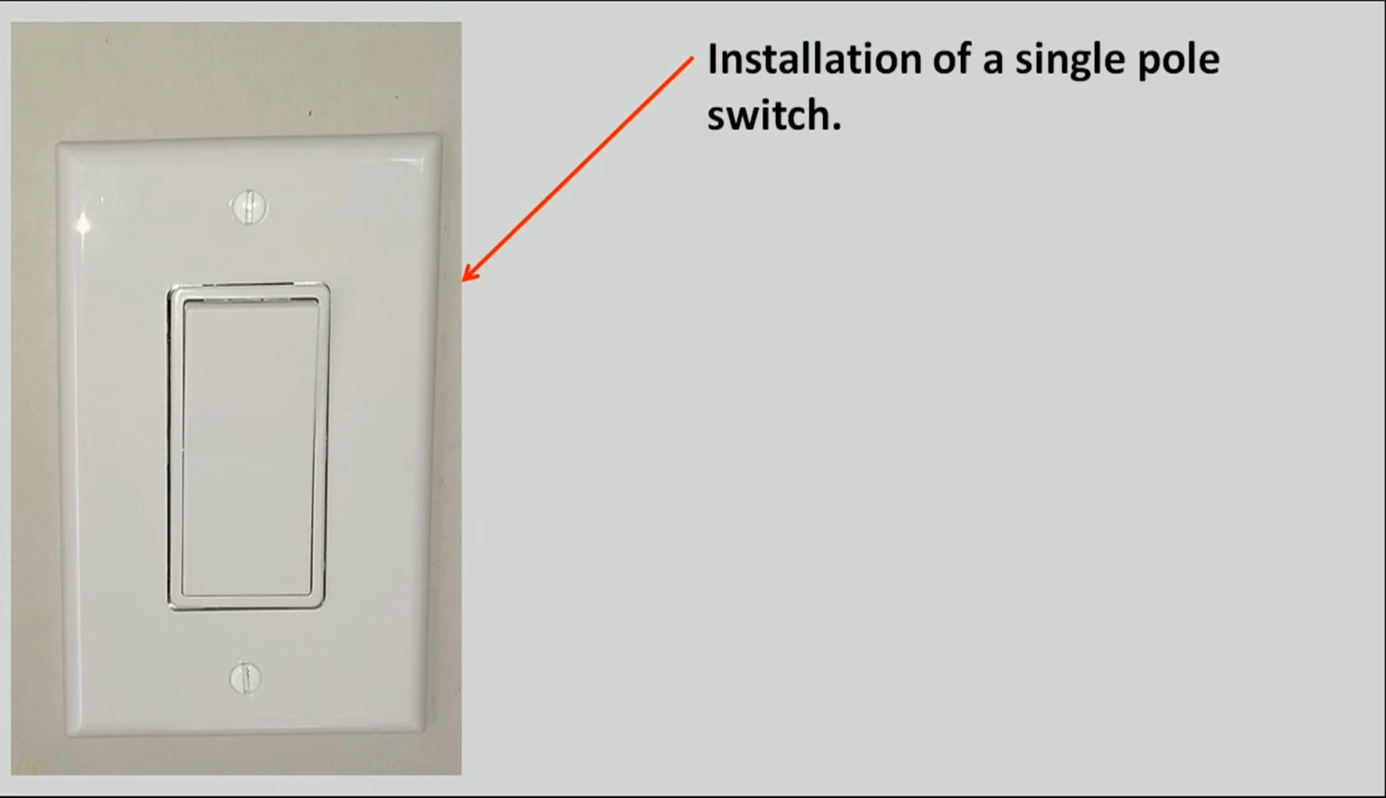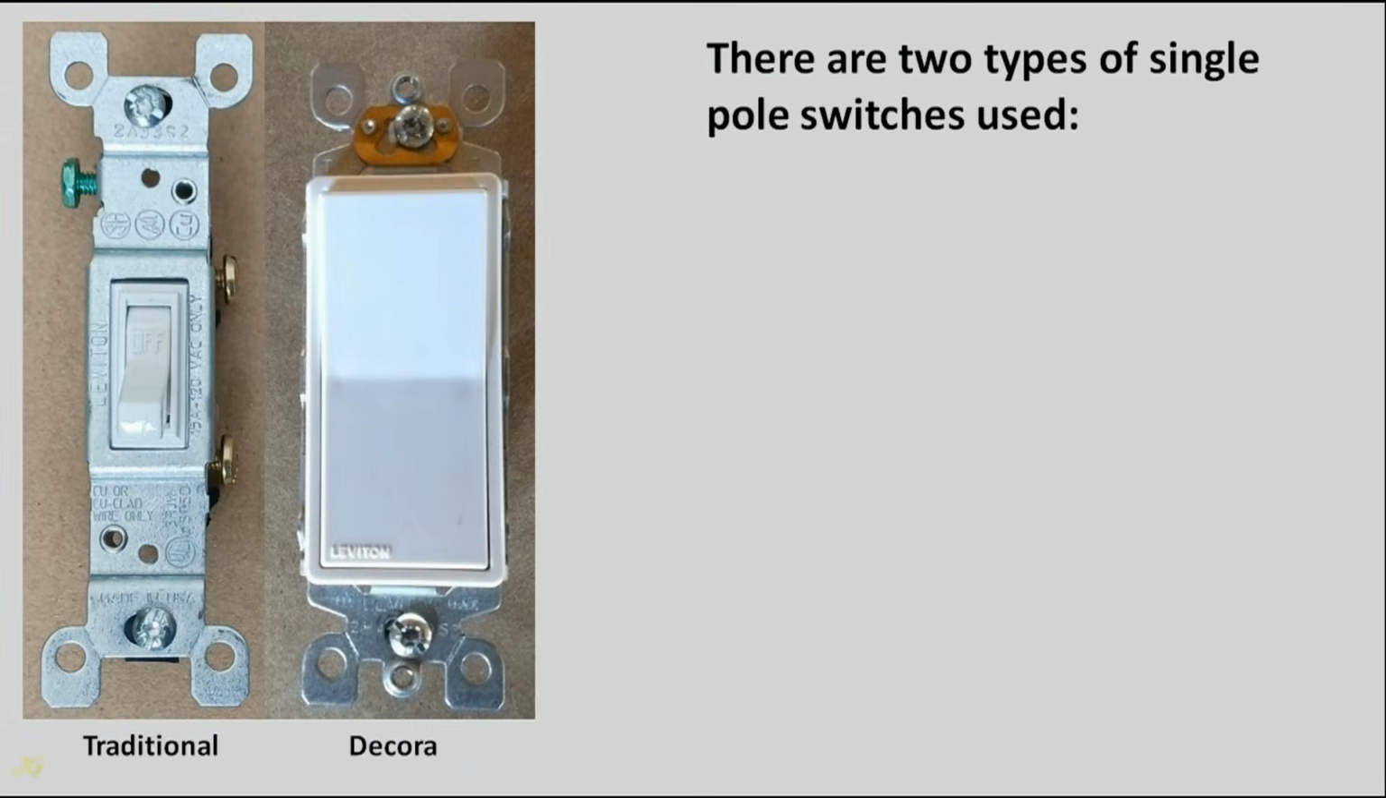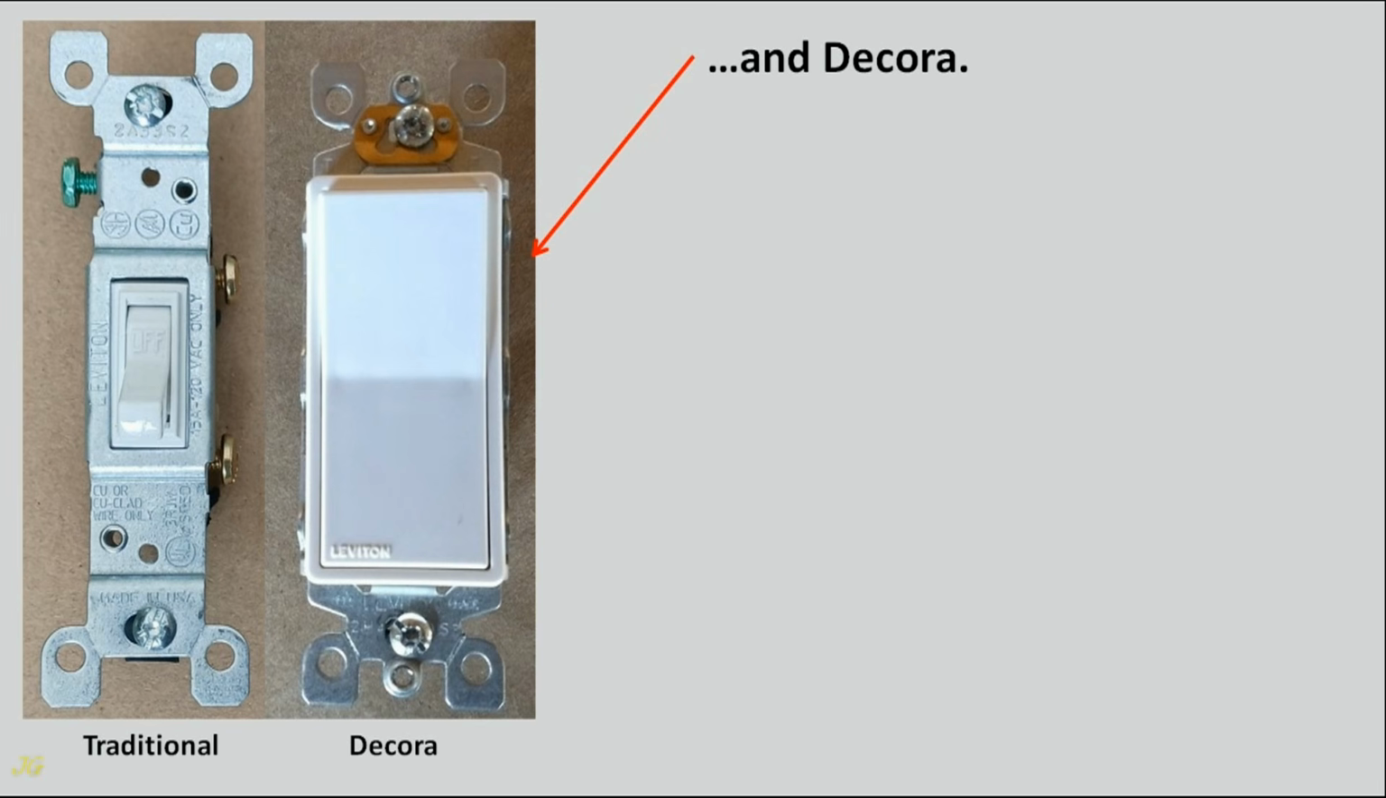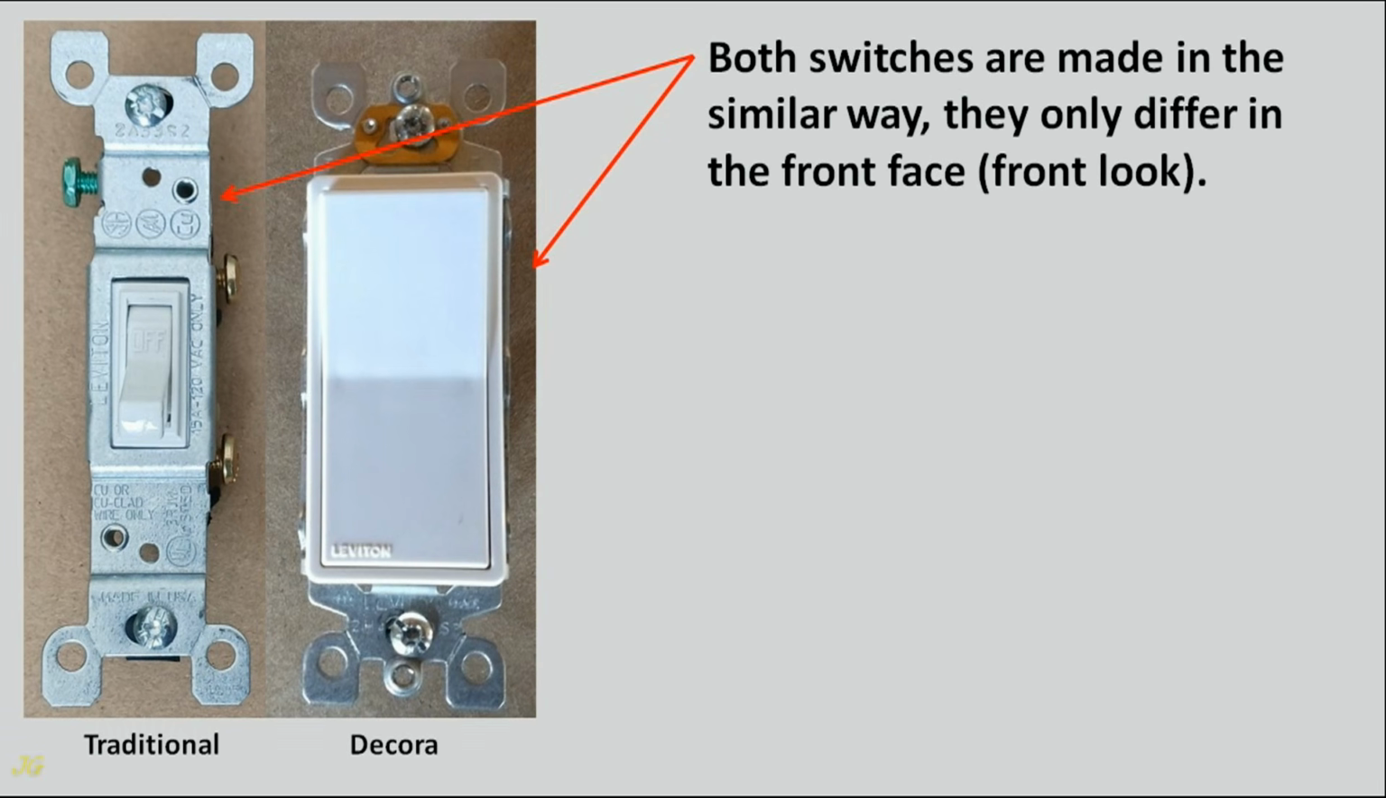Installation of a single pole switch. There are two types of single pole switches used: traditional and decora. Both switches are made in the similar way. They only differ in the front face, front look.